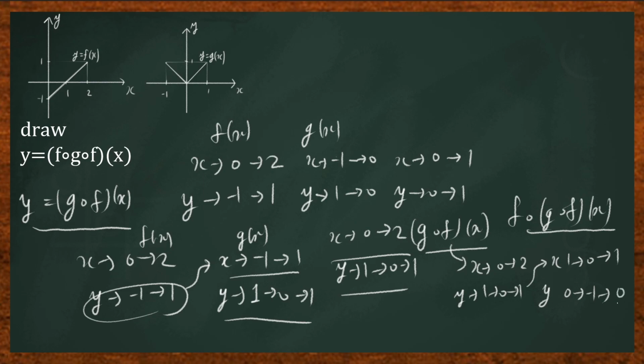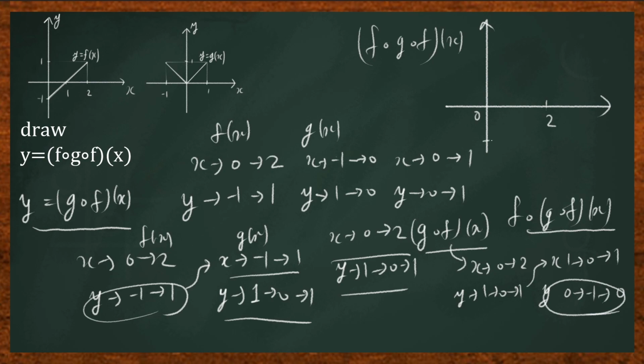and coming back to 0. So this f(g(f(x))) is showing that when x is going from 0 to 2, y is going 0 to -1 to 0. So if we draw this, it will be drawn like this.